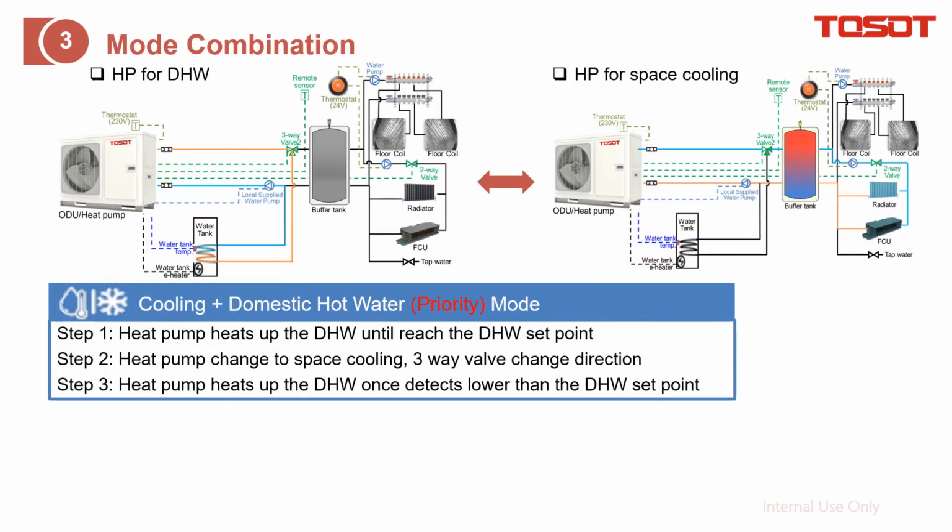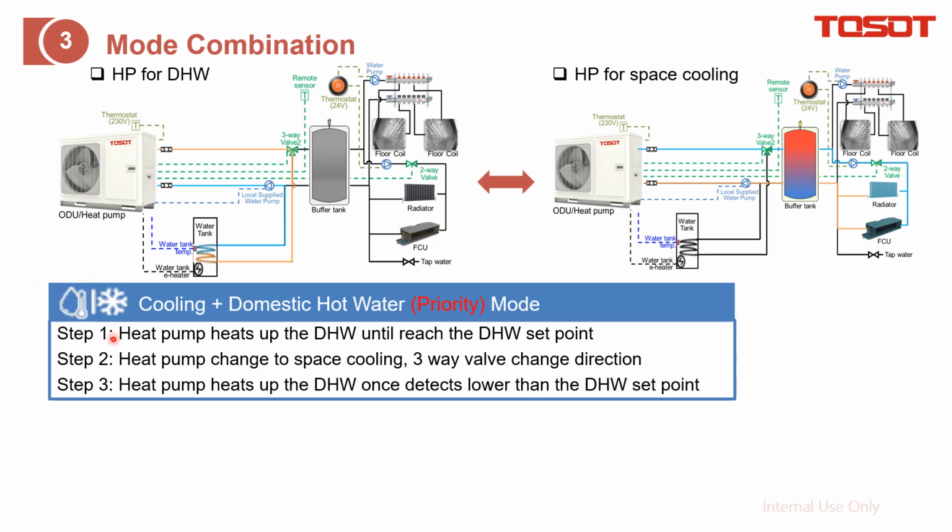Next, we go to something a little bit more complicated, which is mode combination, which means we combine the DHW and the space cooling or heating together. The first combination is cooling plus DHW. The priority is on the DHW. On these icons from the controller, if this icon, the DHW, is on the left side, that means it has a higher priority. So here is how it operates.